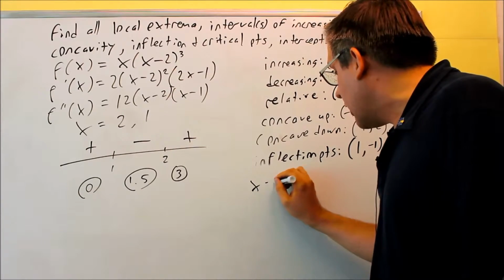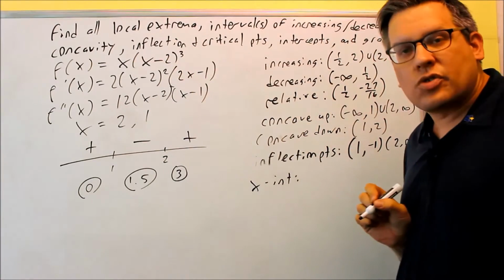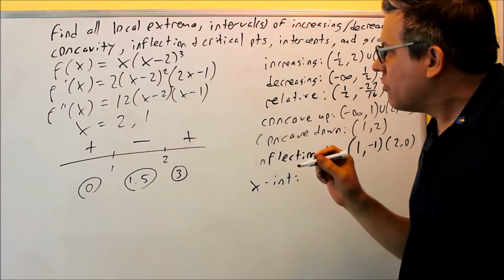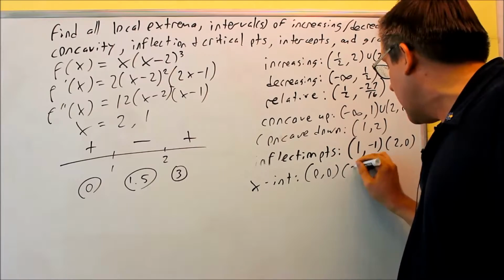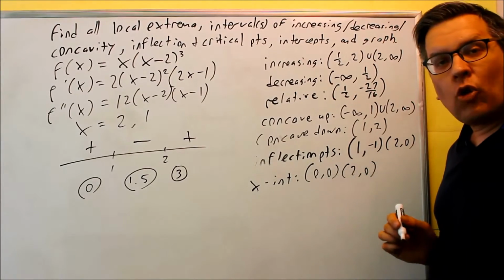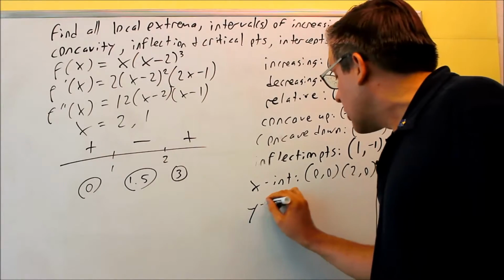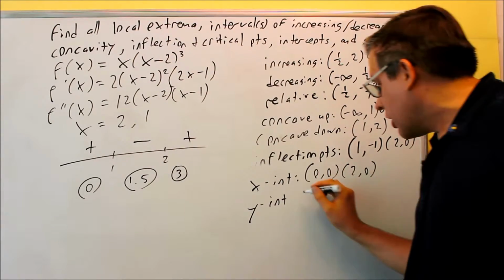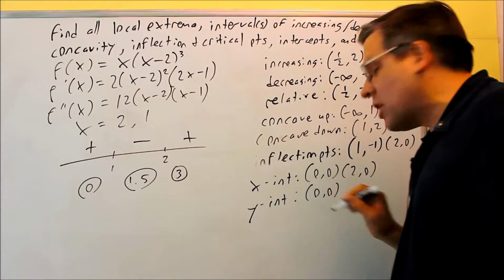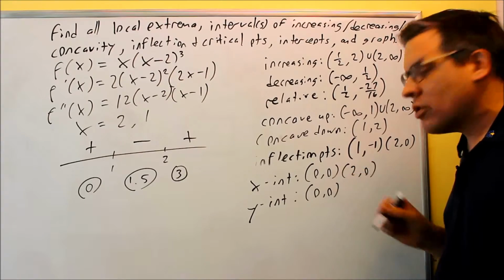Once you have inflection points, you want to find the intercepts. Now the x-intercepts you get by setting the original one equal to 0. And you'll get 0 and 2, so (0, 0) and (2, 0) will be the coordinates for your x-intercepts. Your y-intercept is where you put a 0 in for x, and you're going to get (0, 0) again. (0, 0) makes sense because that's an x- and y-intercept at the same time. It goes through the origin.